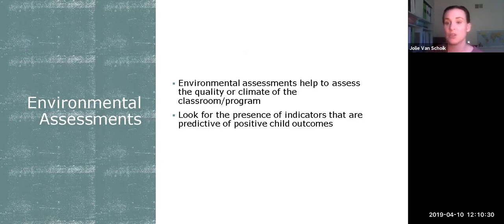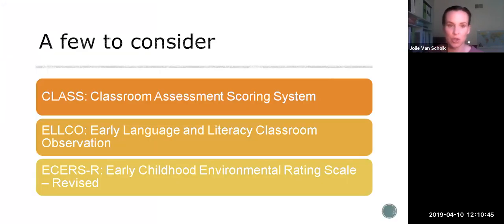So what this has is a bunch of indicators looking at child outcomes, because we don't want it to be really low quality. We want it to be high quality because that means that we'll have higher child outcomes and they'll be doing better in their developmental domains.